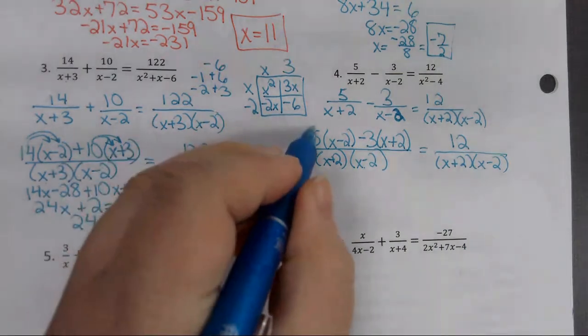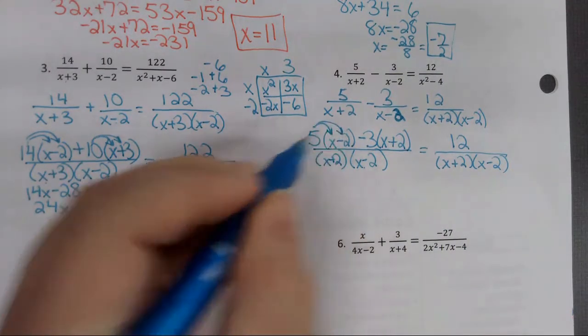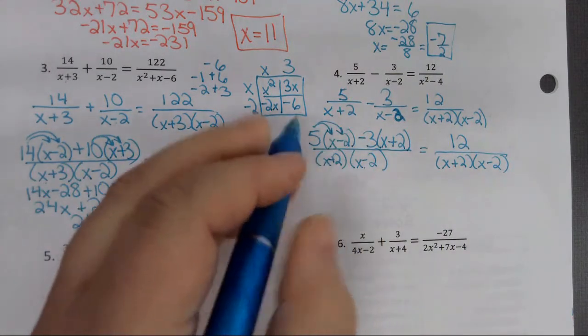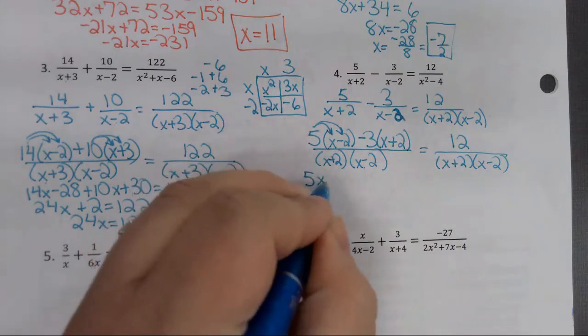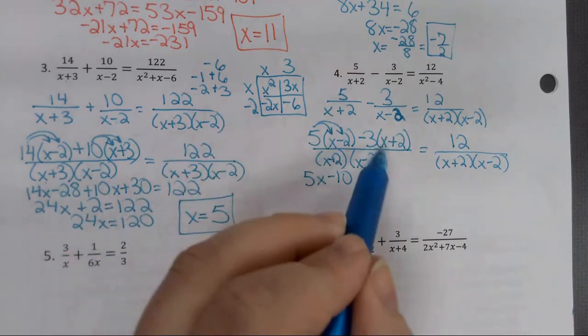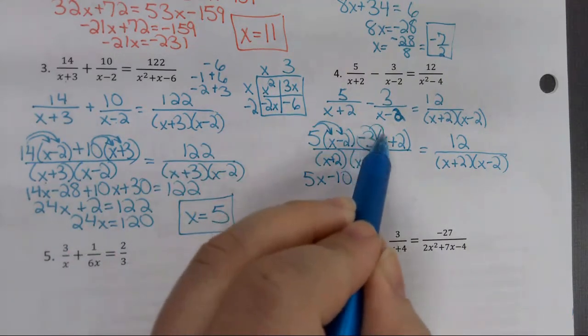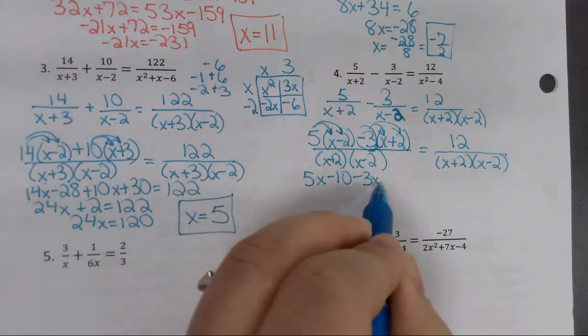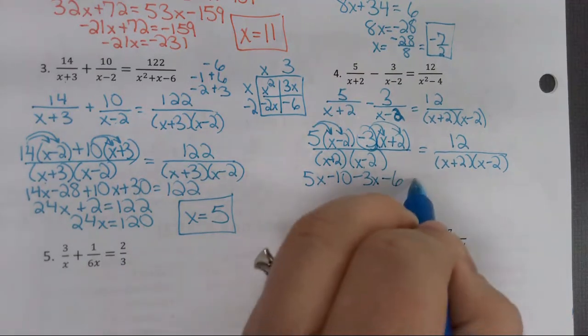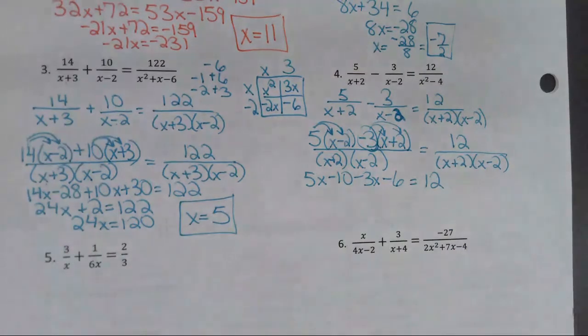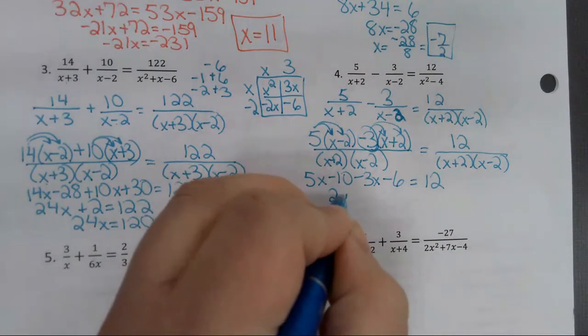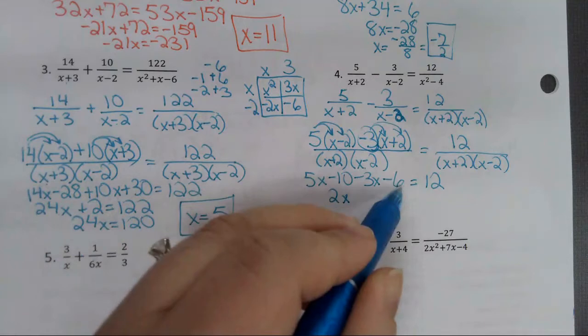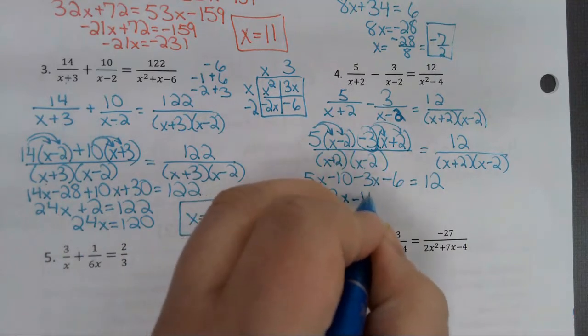So I'll distribute, because we can focus our attention on our numerators only. 5x minus 10. And remember, we're distributing a negative 3 here. So I have negative 3x minus 6. 5x minus 3x gives me 2x. Negative 10 minus 6 gives me negative 16.